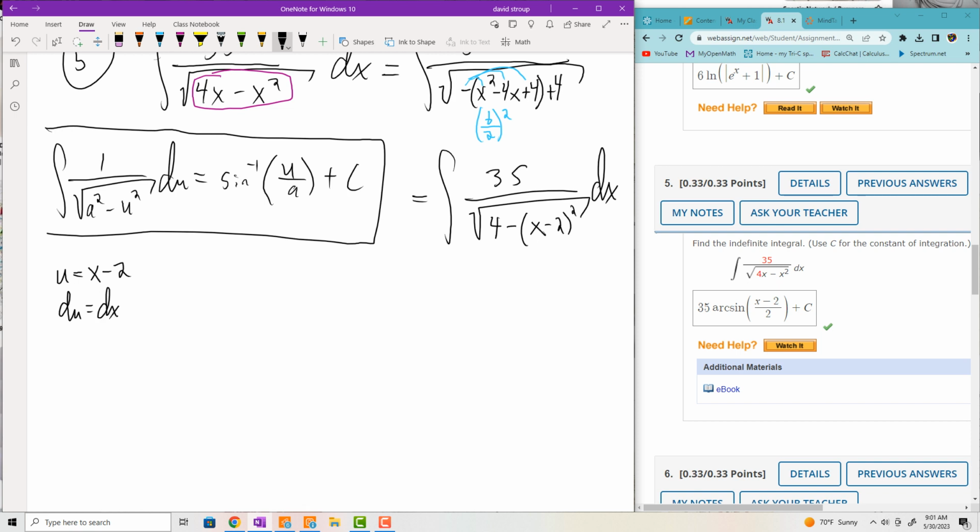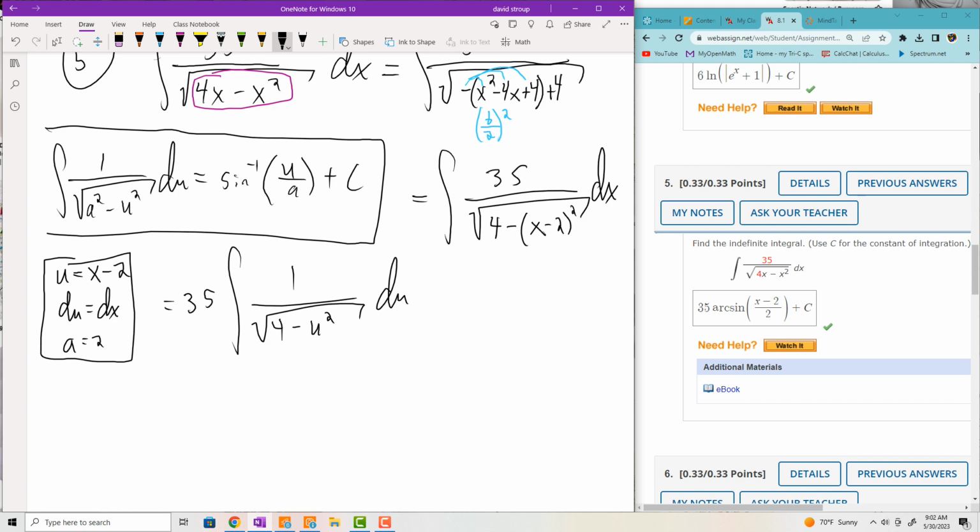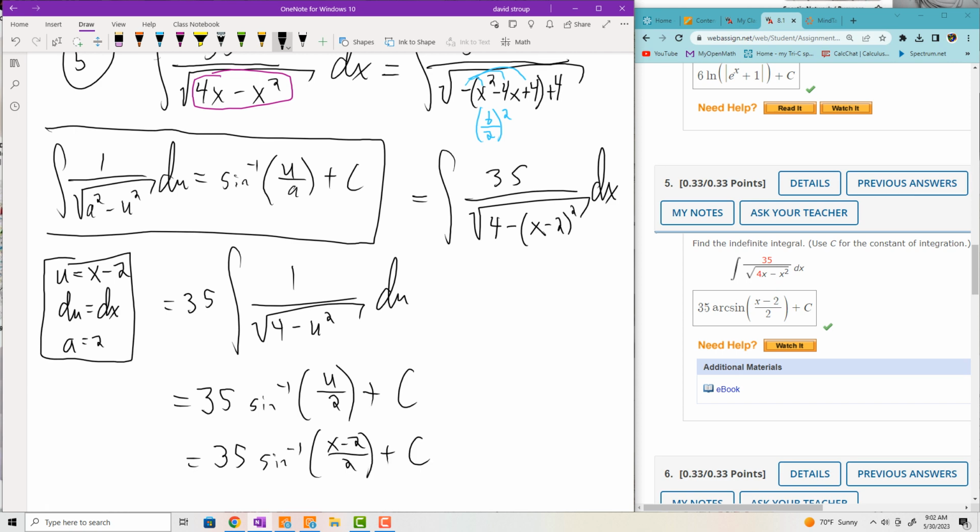So derivative of x is 1. The derivative of negative 2 is 0. The a value is 2. So you just take the square root of the leading term inside the radical. Then we can factor out a 35, and everything else should be in the form. Okay. Now we apply the formula, so that would be 35 sine inverse of u all over a, which is 2. And then we could back sub. And we should be good to go.